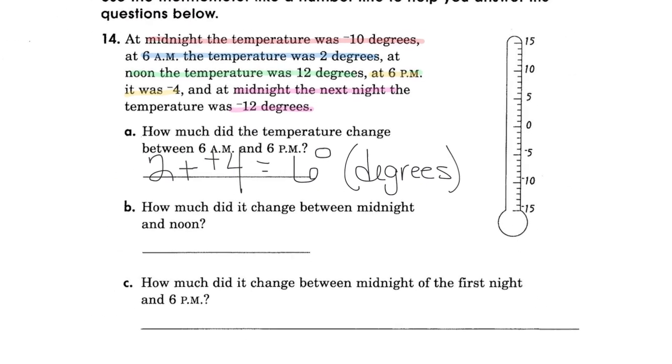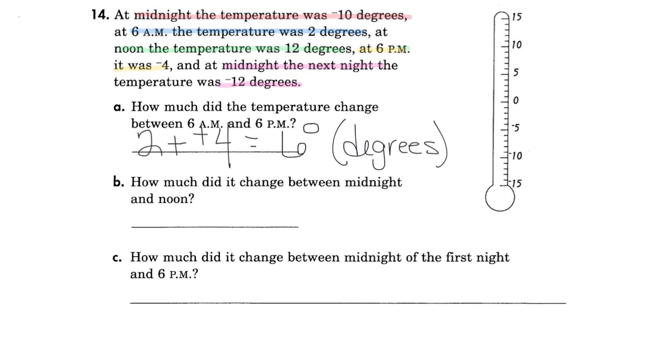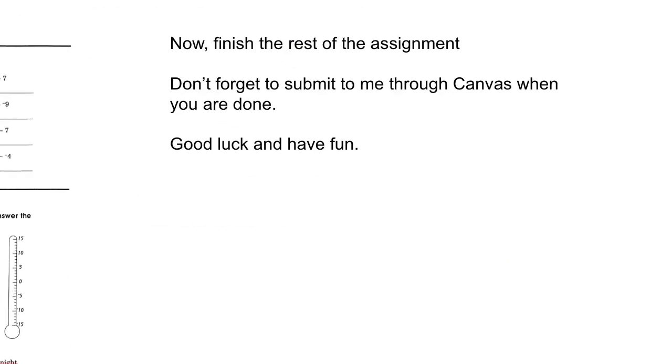So you have the two other ones. Now make sure you read what it's asking for. This one is midnight and noon. This one is midnight of the first night and 6 p.m. So be careful of what it's saying. I've highlighted them in different colors. Now, you're going to finish the rest of the assignment.